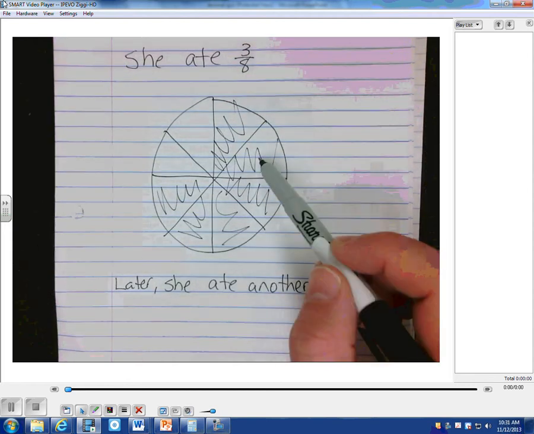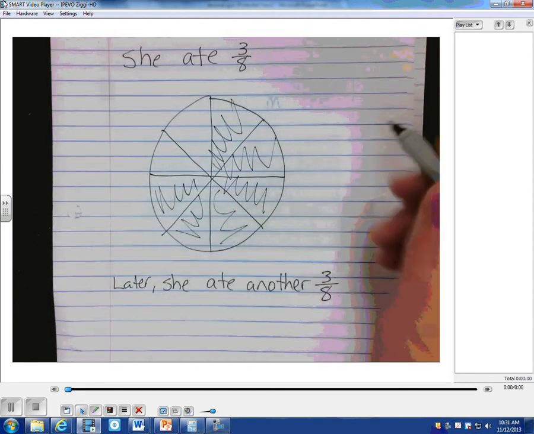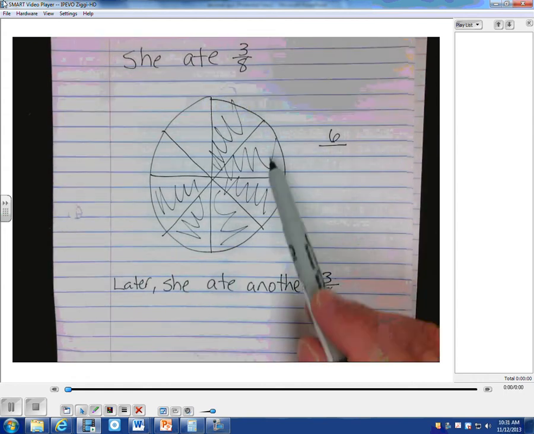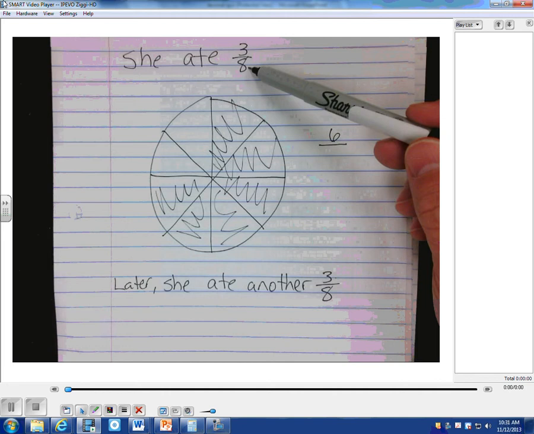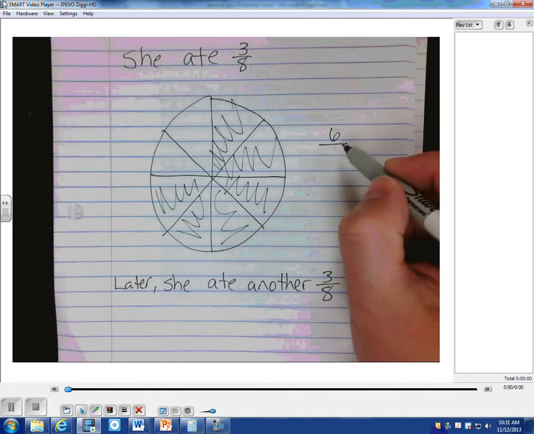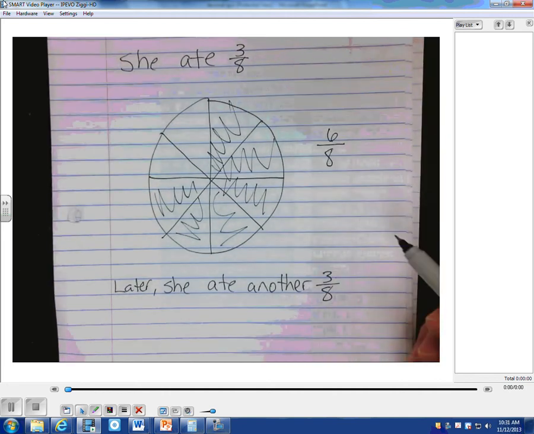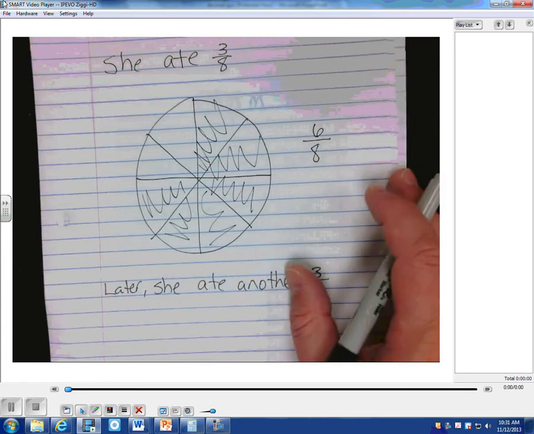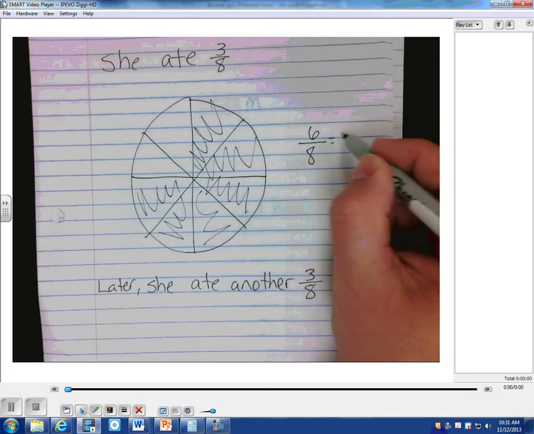1, 2, 3, 4, 5, 6. That's my numerator. And my denominator always remains the same. This is 8ths. So I know that 6/8 of the apple is what she ate. And that reduces down to 3/4.